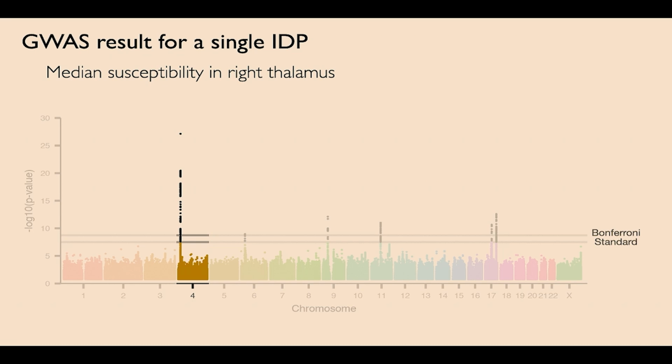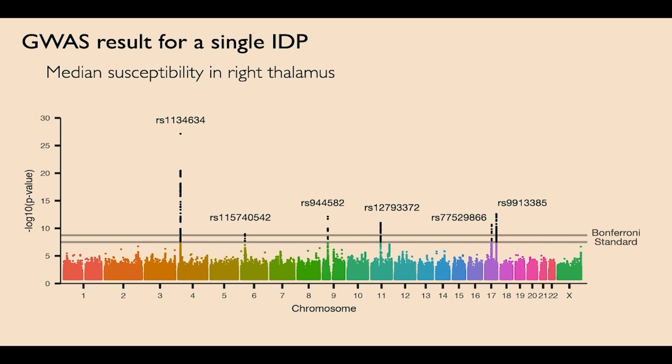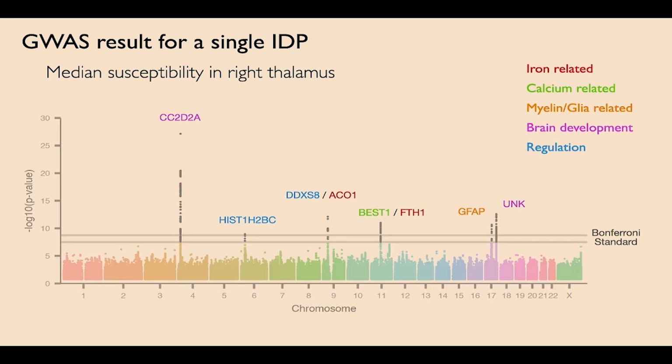This is expected due to an effect called linkage disequilibrium, or LD. Here we'll only focus on the top variant of each LD, which is called the peak association. These genetic variants have their own unique IDs, as you can see here. Then we can use this ID to look for related genes. In this study, we identify genes related to a broad range of biological functions, color-coded in different colors, including iron, calcium homeostasis, myelin or glia, and brain development, and general regulations, including regulations of gene expression or function.